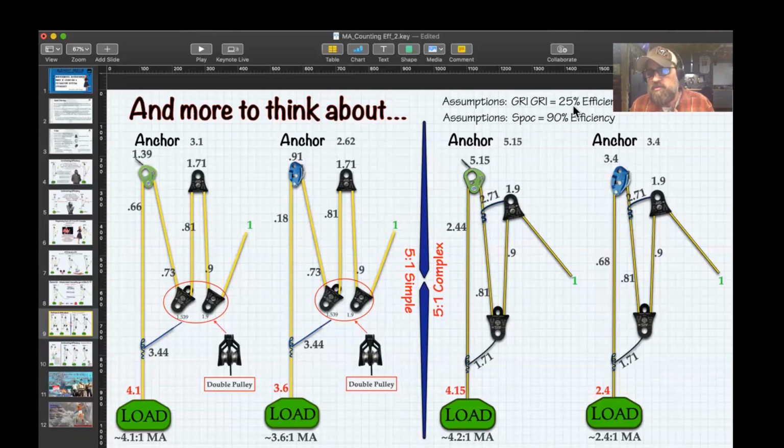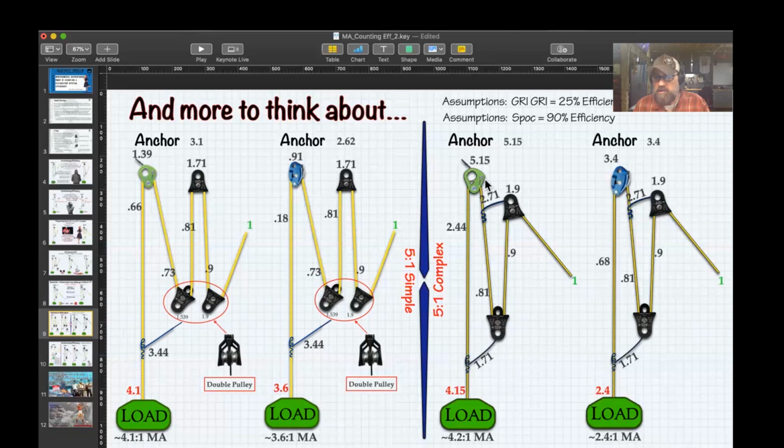So our Grigri is going to represent 25% efficiency. Our Edelrid Spock, which is uber efficient, is going to represent 90% efficiency. So let's just look at this one for a second, right? This is a 5-to-1 simple, very efficient. Everything on here is very efficient. We've got the ARS magnet pulleys, which start off as a double pulley, but you can separate them and do 2 single pulleys with them. Phenomenal piece of kit. But when we look at this, everything in our system is efficient. And so as we do our 5-to-1, we come out with what it truly is, pretty efficient, a 4.1-to-1 mechanical advantage.